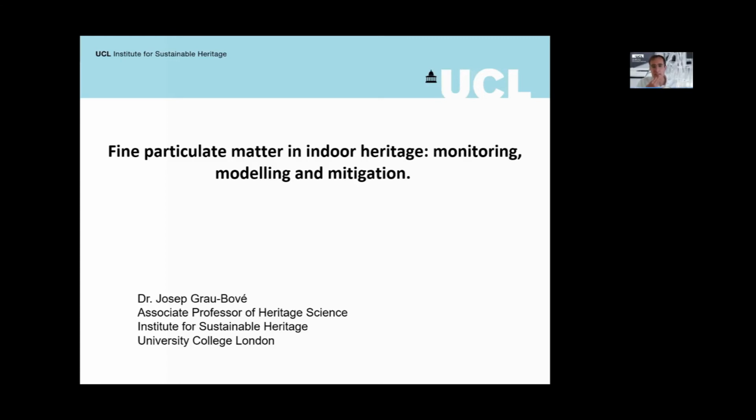Particulate matter is absolutely everywhere. Everywhere where there's human activity, there's particulate matter in the air. It's unavoidable, it's always there. And that's what makes it an interesting agent of deterioration in heritage, which is that we cannot eliminate it. We can only learn how to live with it in an efficient way, let's say.